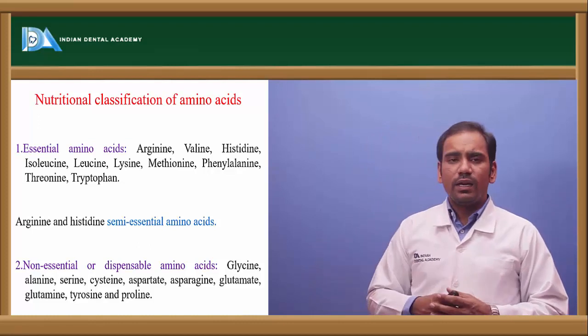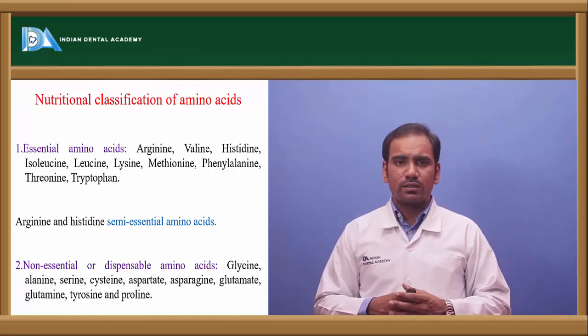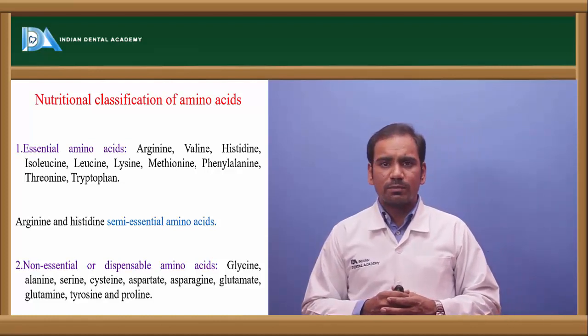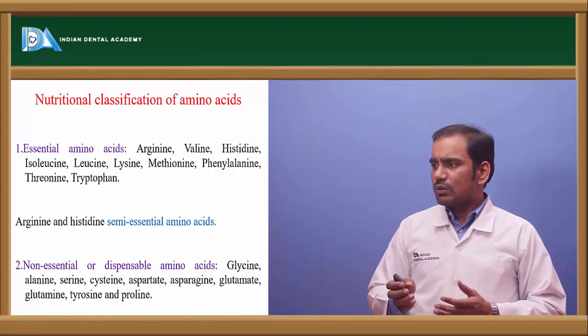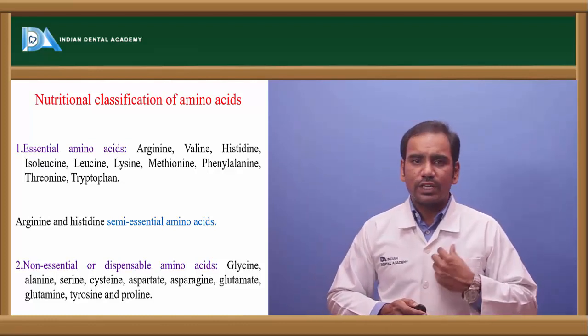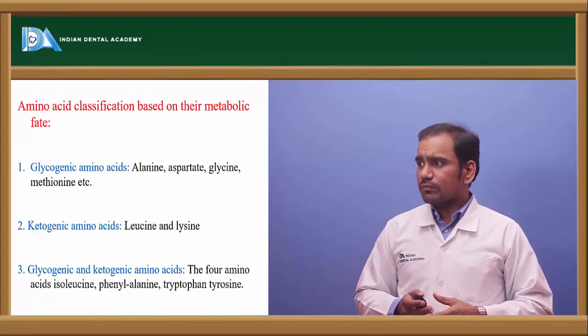And the remaining 10 amino acids are called non-essential amino acids, like glycine, alanine, serine, aspartate, asparagine, glutamate, glutamine. All those are called non-essential amino acids. So this is the classification of amino acids based on their nutritional value.